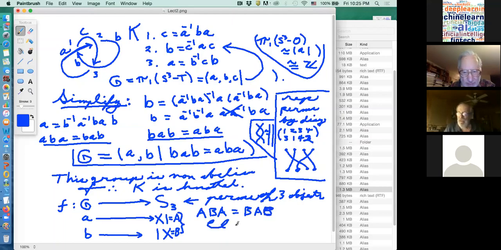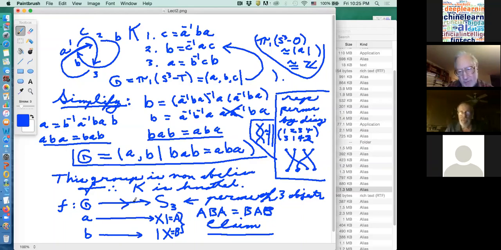Claim. And we're running out of space on this blackboard, so I'll do the claim on the next blackboard. But once we see that ABA equals BAB, that's the only relation, so then we have a well-defined homomorphism. And furthermore, I claim this is onto, that is, the permutations are generated by the two transpositions. But we know that all permutations are generated by transpositions. These are the two basic transpositions.